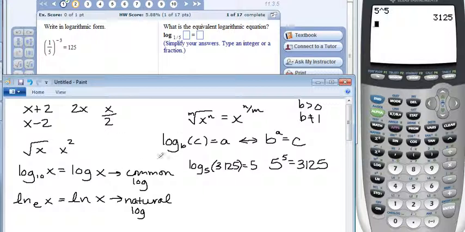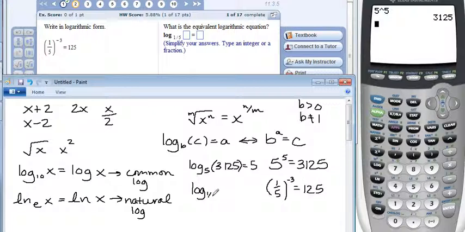Okay, so here's my natural and common logs. I know that the b has to be positive and not equal to 1, and here's my conversion. So again, I'm going to put this over here. I've got 1/5 to the negative 3 power is equal to 125, which is a true statement. So b is 1/5, a is negative 3, and c is 125. So it's super easy to change these over.